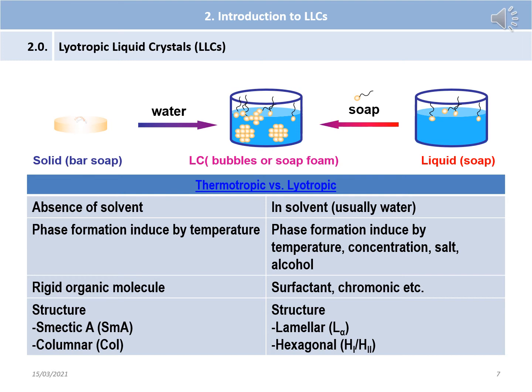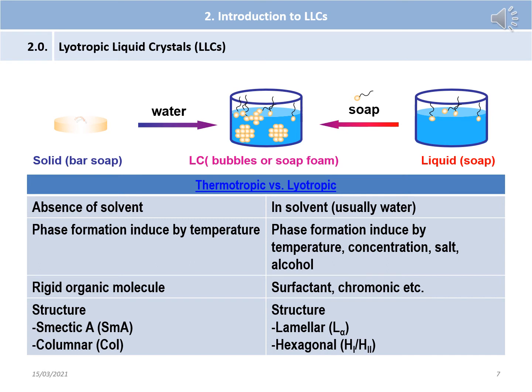In lyotropic, the phase formation is induced by temperature, concentration, and salt. As an example, unethoxylated alcohols will form lyotropic liquid crystals at high concentrations. At the concentration of 50% and the temperature below 55 degrees Celsius, it exists in hexagonal phase, but when the concentration is higher, such as 70%, it will show lamellar phase.